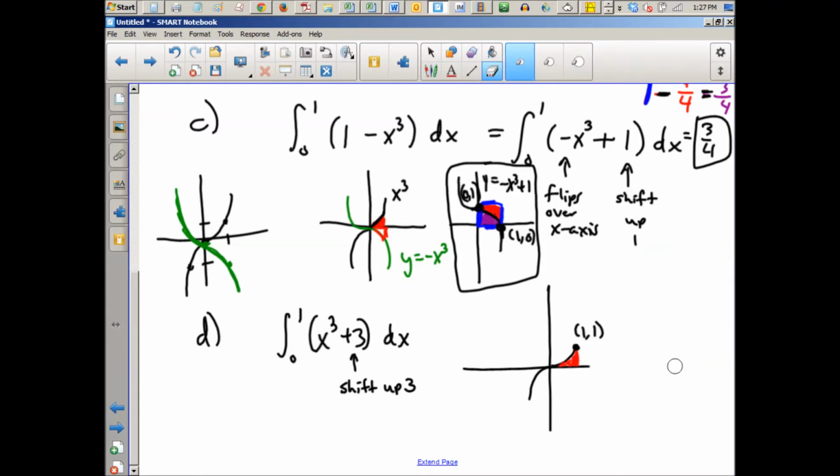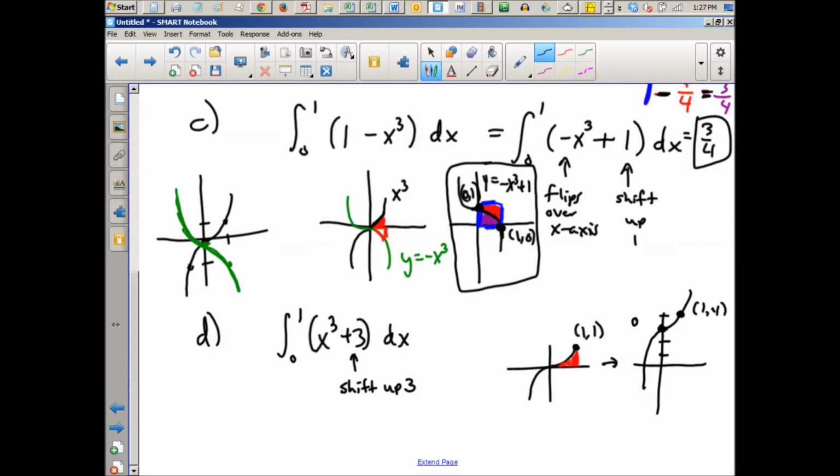Right? We're now shifting straight up by 3 spaces. Okay, so let's put the phones away here. So we're going to shift straight up by 3 spaces. Now we're up at 1, 2, 3, and it goes like that. And now this is the point, not 1, 1, but 1, 4. And that point that was at the origin is now at 0, 3. The little red area has shifted up to here now. But we're looking for the integral. The integral is all of this area in purple.